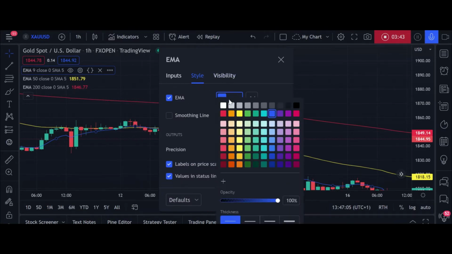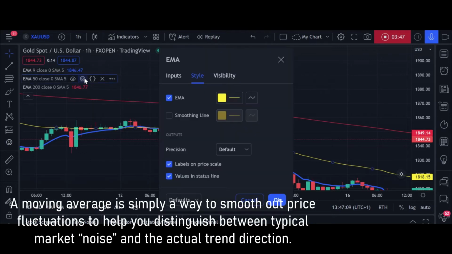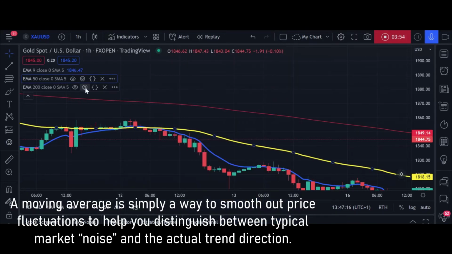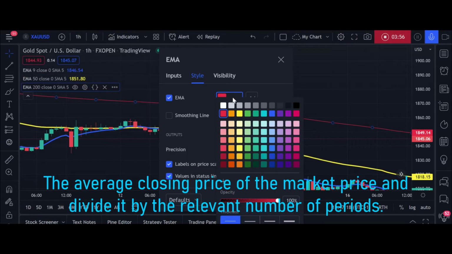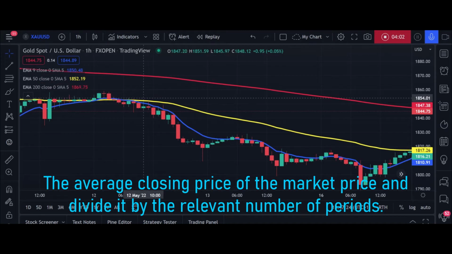Let's now dig a little deeper into what exactly is a moving average. A moving average is simply a way to smooth out price fluctuations to help you distinguish between typical market noise and the actual trend direction. The exact definition of moving average is: you take the average closing price of the market price and divide it by the relevant number of periods. By looking at the slope of the moving average, you can determine the trend direction.